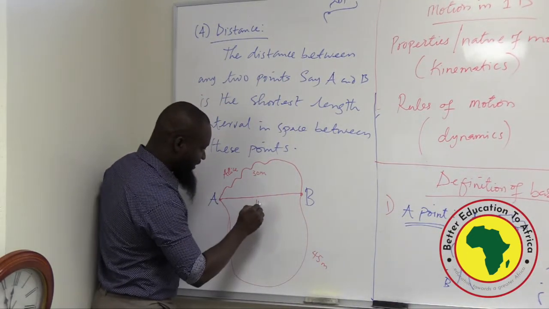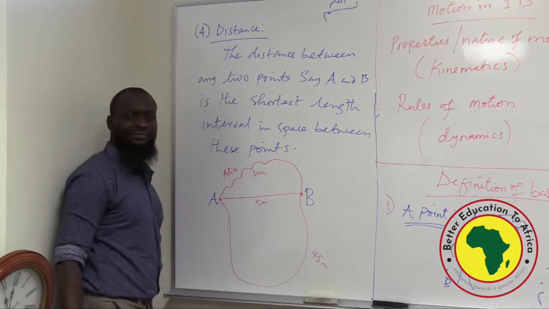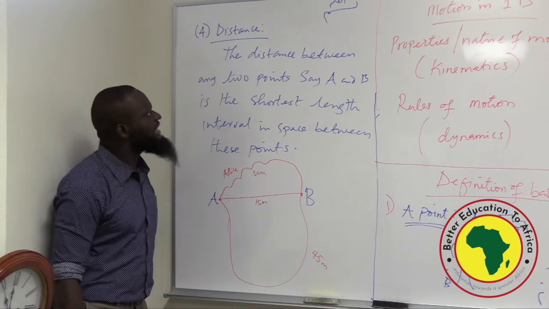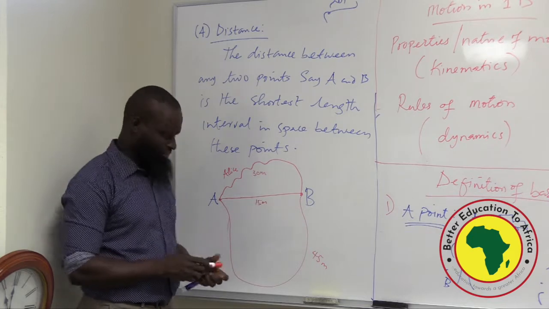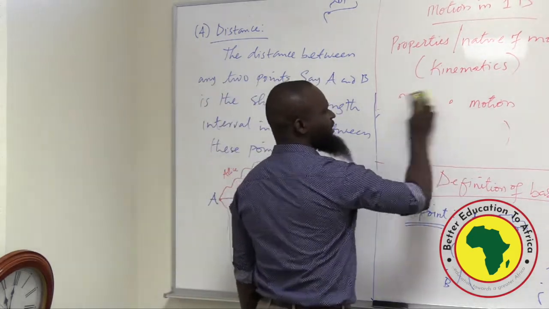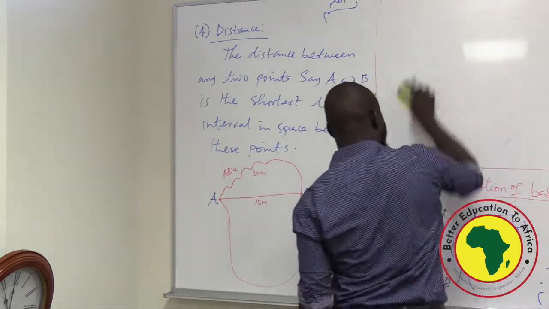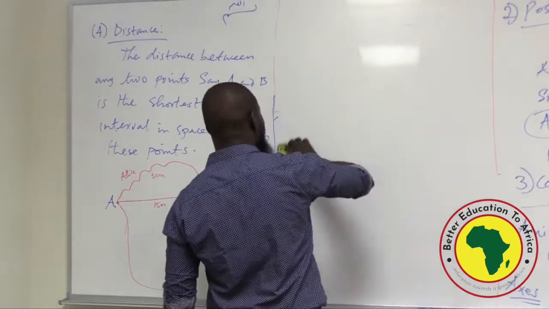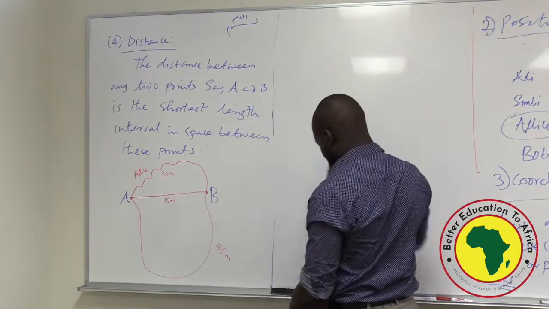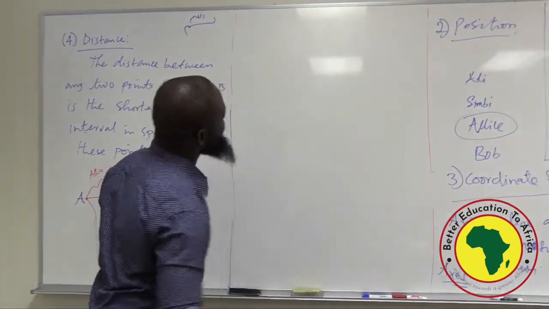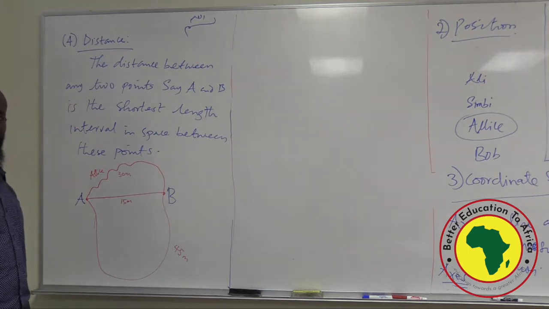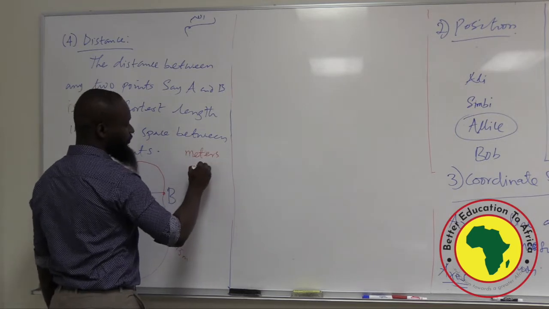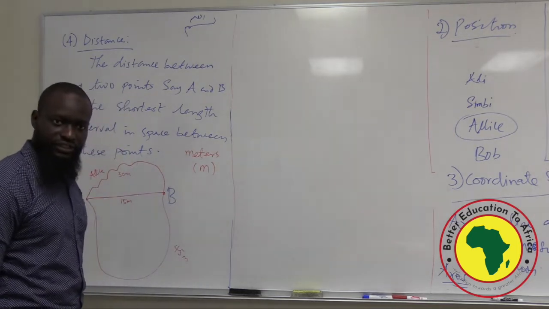So the distance from here may be, say, 15 meters. That is distance. So distance is measured in meters. That is the SI unit. We have other units: kilometers, centimeters, millimeters. And by the time we start solving problems, we'll see how to convert from one of those units to the other. Okay? So distance is in meters, and the short form is m. That's the unit for distance.